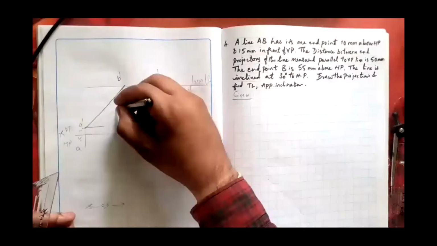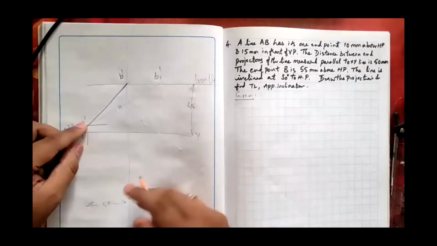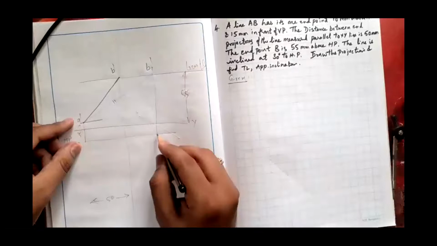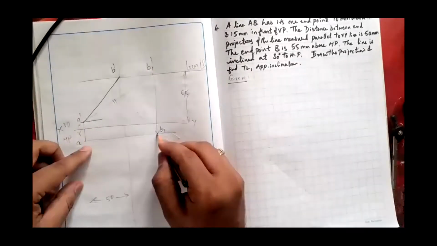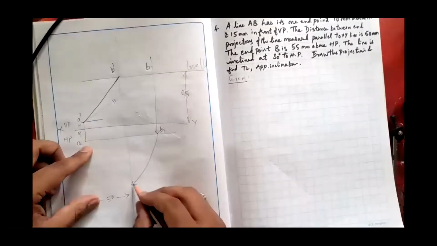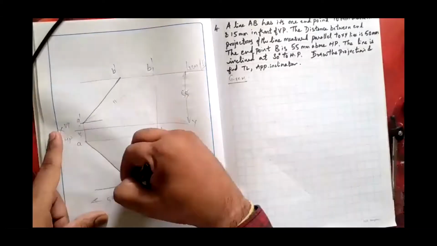How do you do that? So true length I know till here. I'll project it towards the horizontal plane. I have got B1 somewhere here. A B1, I'll rotate it till this distance between end projectors line. So directly I've got B. So A B I will join.